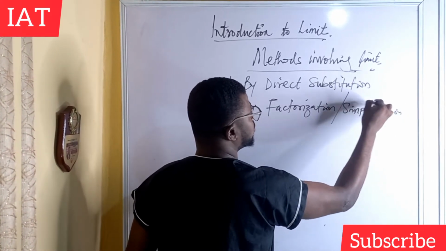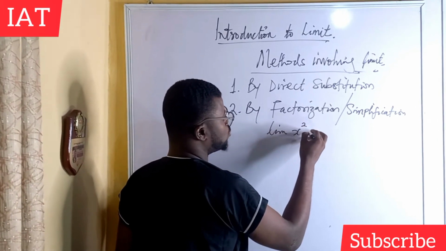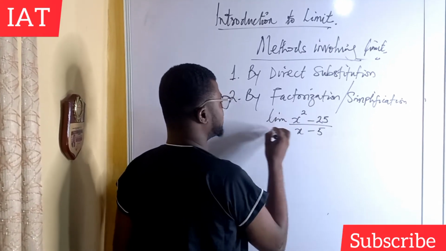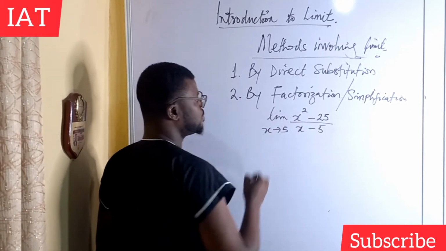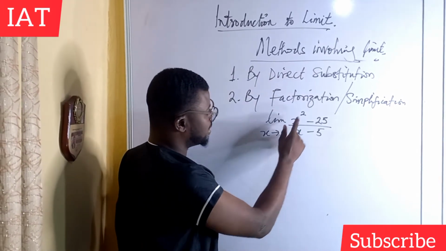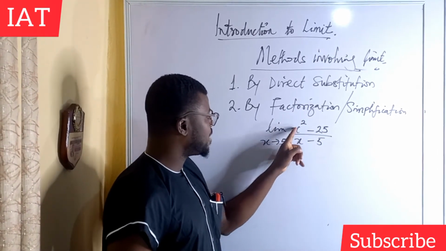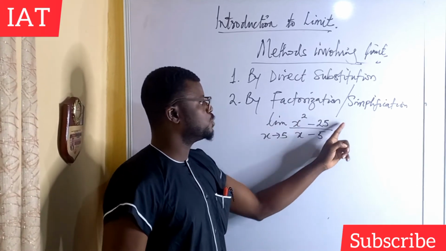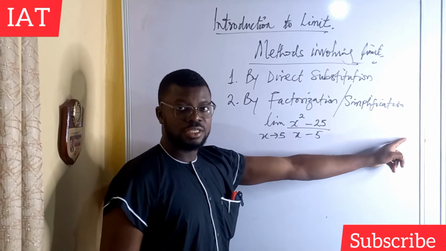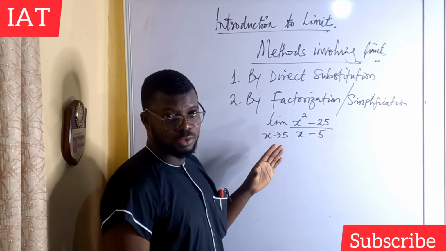In this method, let's set an example: x to the power of 2 minus 25 over x minus 5 as x tends to 5. In such a problem, when you try direct substitution and plug in the value of x, you can see that x squared, which is 5 squared, gives us 25, and 25 minus 25 is 0. If you plug in 5 here, 5 minus 5 is 0. That is 0 over 0, and it's indeterminate. Because it is indeterminate, you don't want to use that particular method.